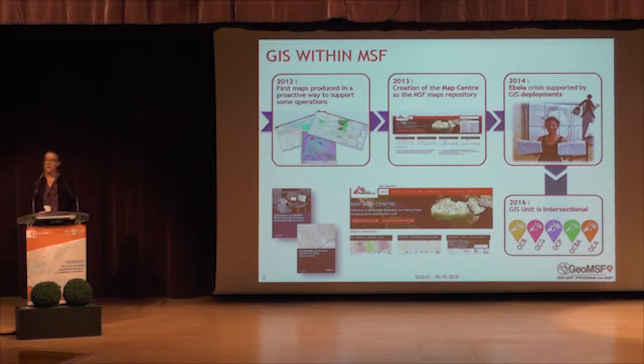So since 2016, the GIS unit was founded, and the idea is that we really have a center of excellence that is built for all the MSF movement. Here they are represented with the different names. So we actually have 5 operational centers in Brussels, Paris, Geneva, Barcelona, and Amsterdam.